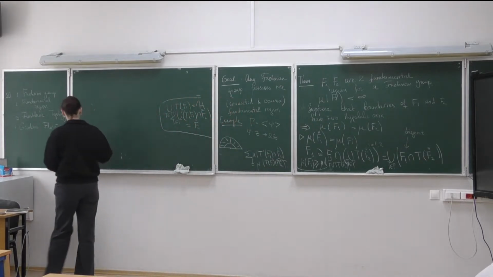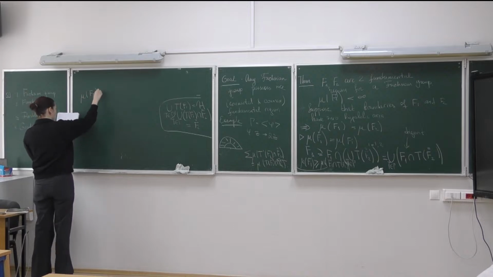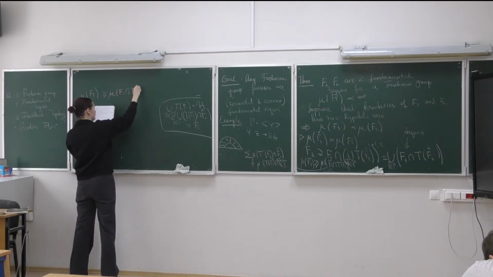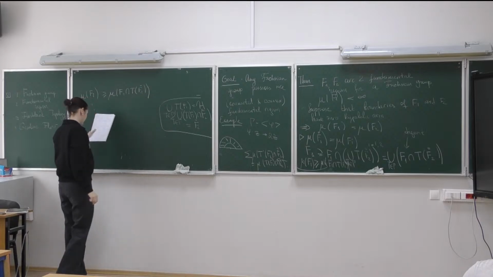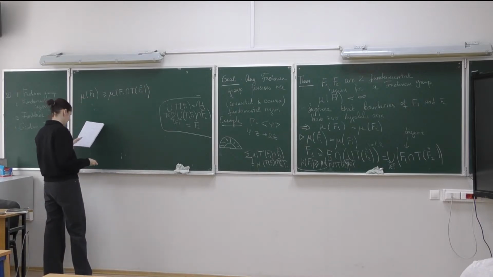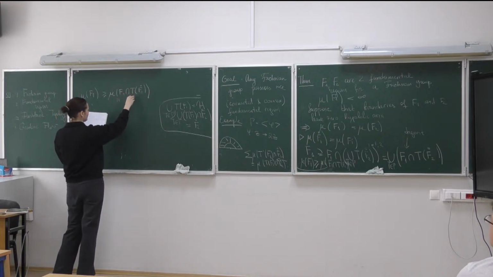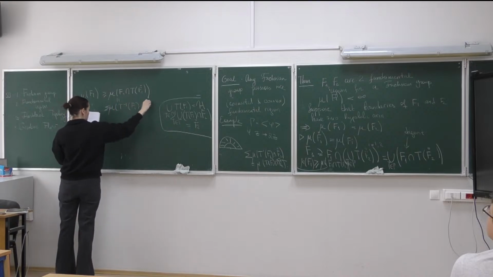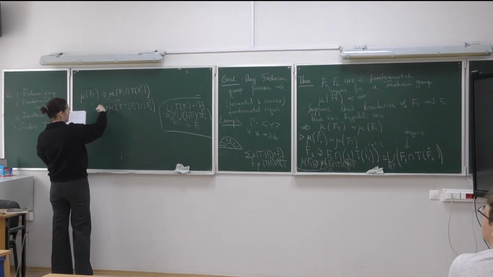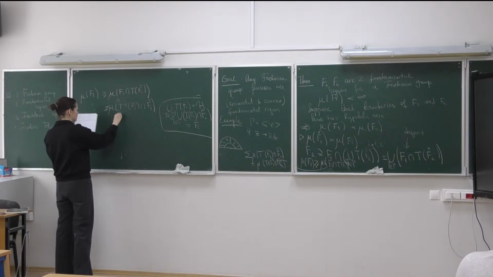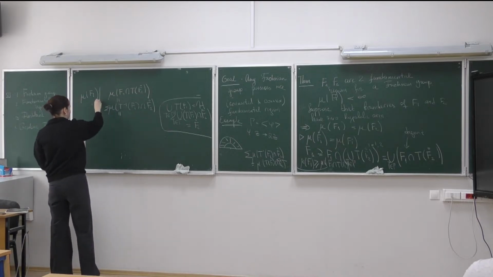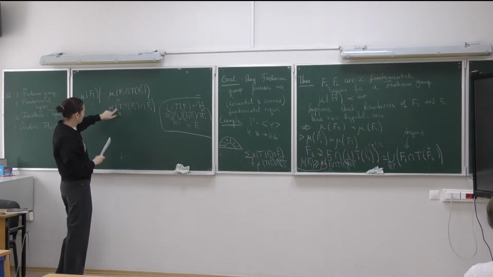We agreed that mu of F1 should be greater or equal than mu of F1 intersected with T of F2. And then we said that this is the sum of mu of T minus 1 F1 intersected with F2 without boundary, because mu is PSL2R invariant. And this, union again, yes, there should be a union. So let me do it like that. We will compare later. But this is just equal to this.